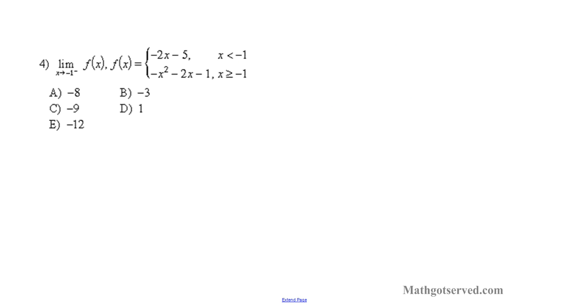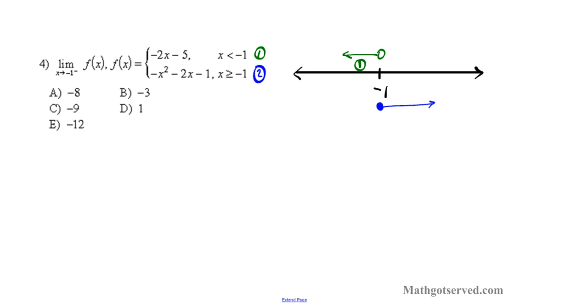Number 4 is very similar to what we did earlier. This is another directional limit problem on a piecewise defined function. In this case, the break happens at negative 1. So we have two functions, function 1 and function 2. Function 1 is less than negative 1, so every number to the left of negative 1. That's function 1. And then function 2 is active on negative 1 itself and everything to the right of negative 1.